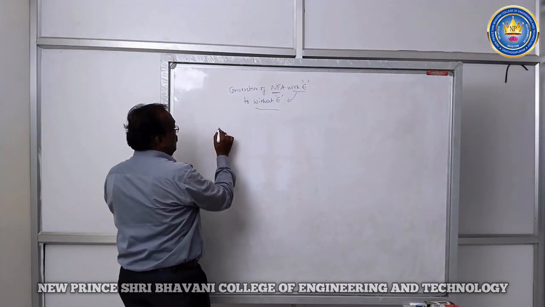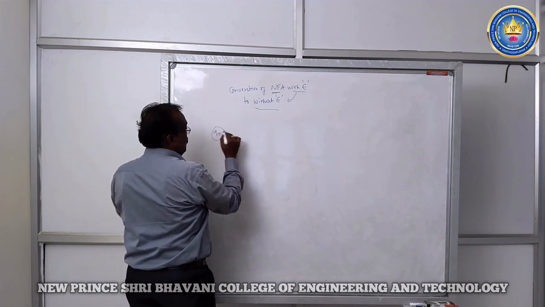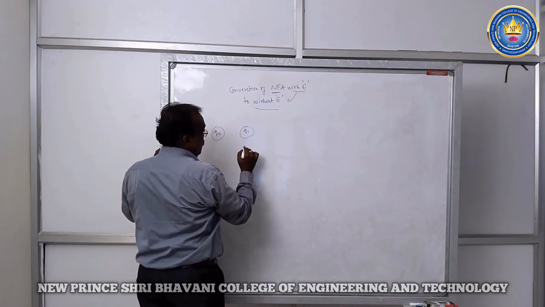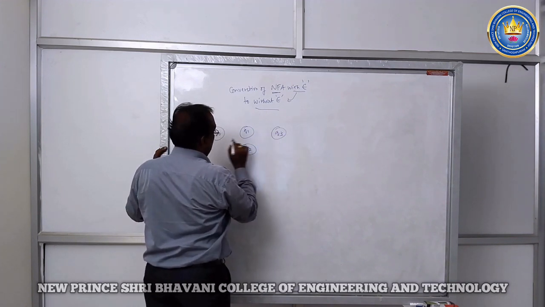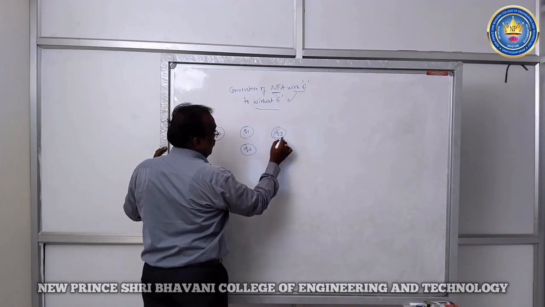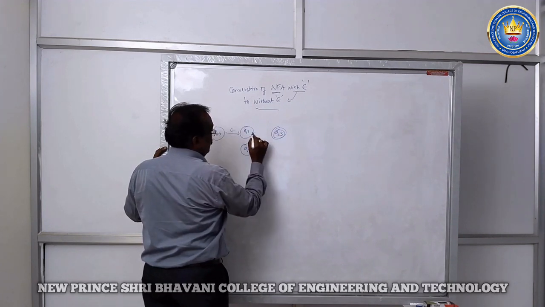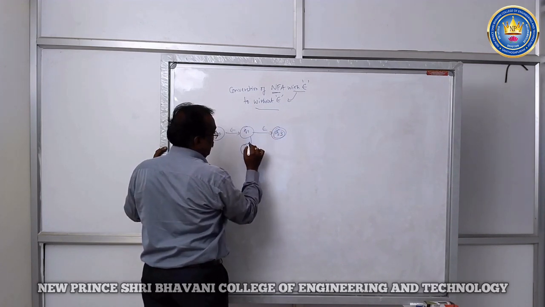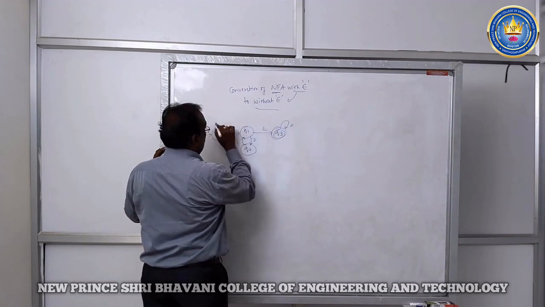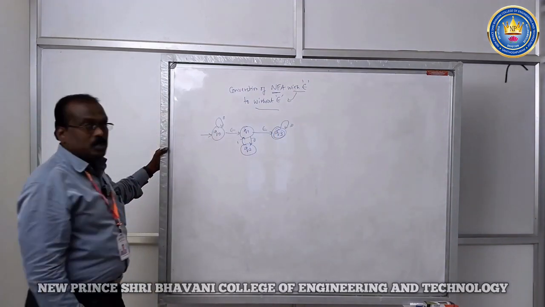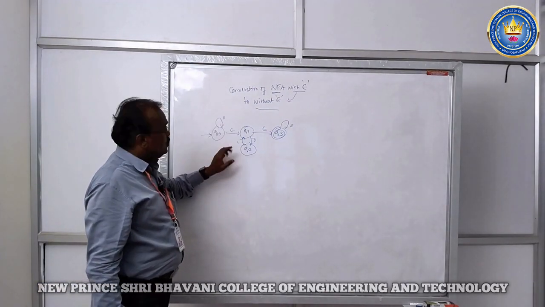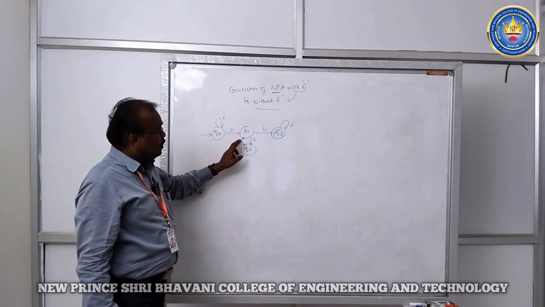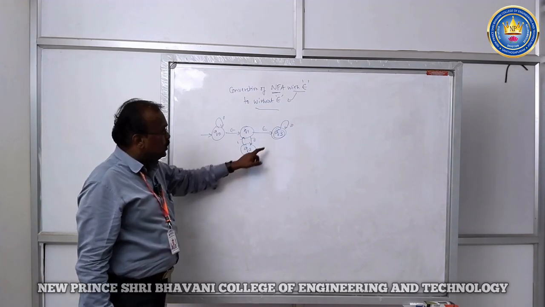So say for example now, Q0, Q1, Q2, Q3. So actually this is an example for conversion of NFA with epsilon to without epsilon. Here you can see how many states are here. Four states are here: Q0, Q1, Q2 and Q3.